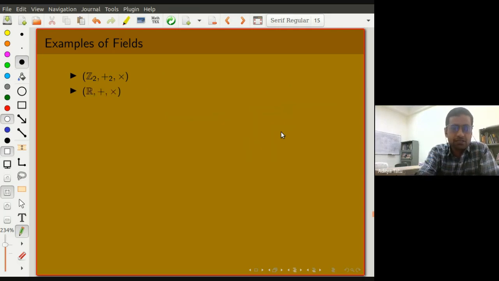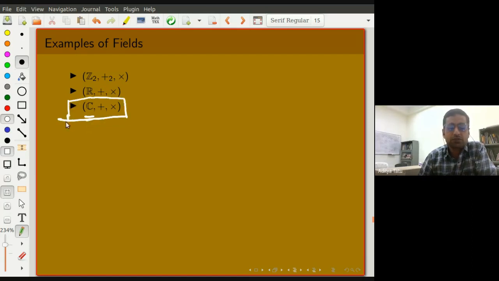The set of real numbers, which I discussed briefly, also forms a field with the usual real number addition and real number multiplication. Other examples, the set of complex numbers. As far as signals and systems are concerned, this is a very, very, very important field. You use it in signals and systems frequently. The set of complex numbers with the usual complex number addition and the usual complex number multiplication also forms a field.